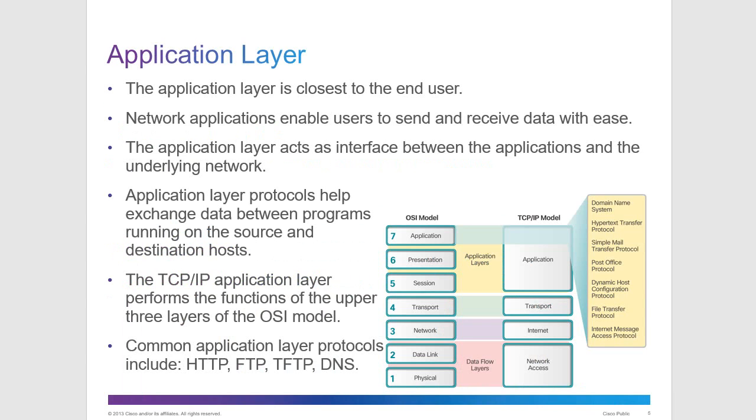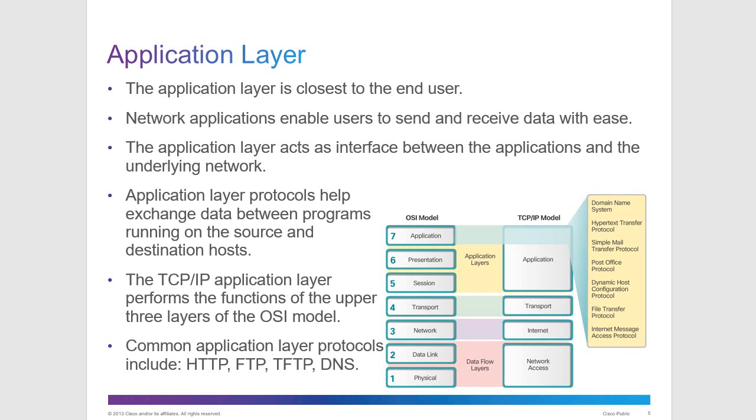That it lines up with application, presentation, and session. So again, that's what we'll be discussing. The application layer is the closest to the end user. Network applications enable users to send and receive data with ease. Application layer acts as your interface. It lets you exchange data between your source and destination hosts.